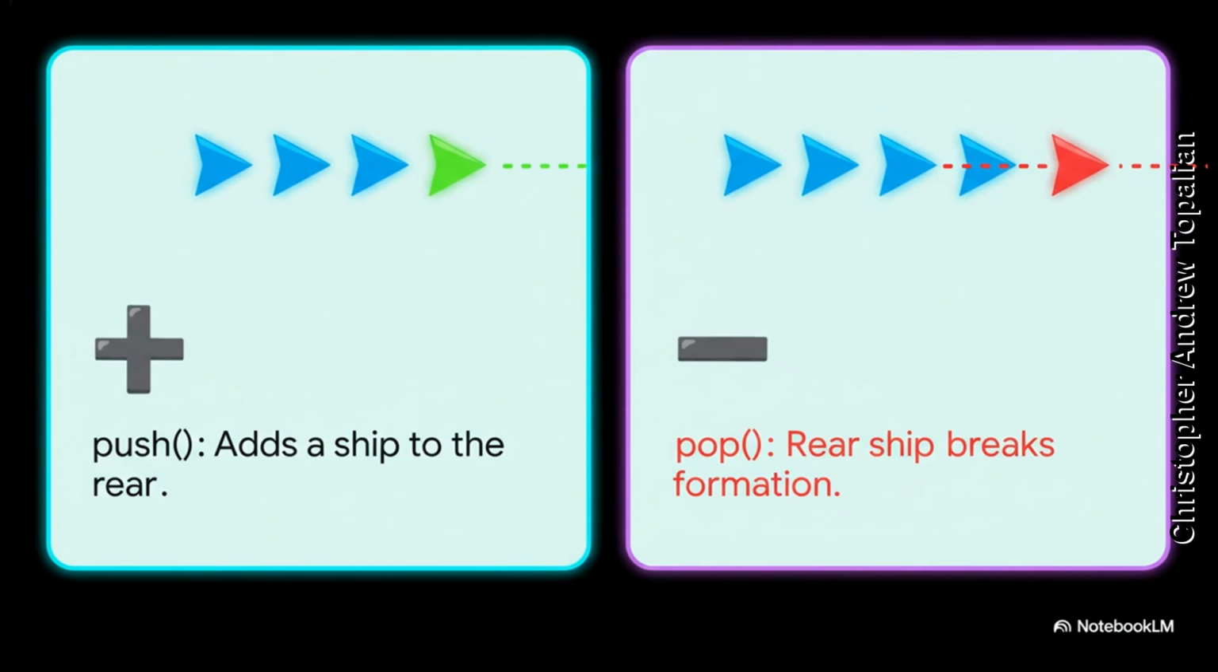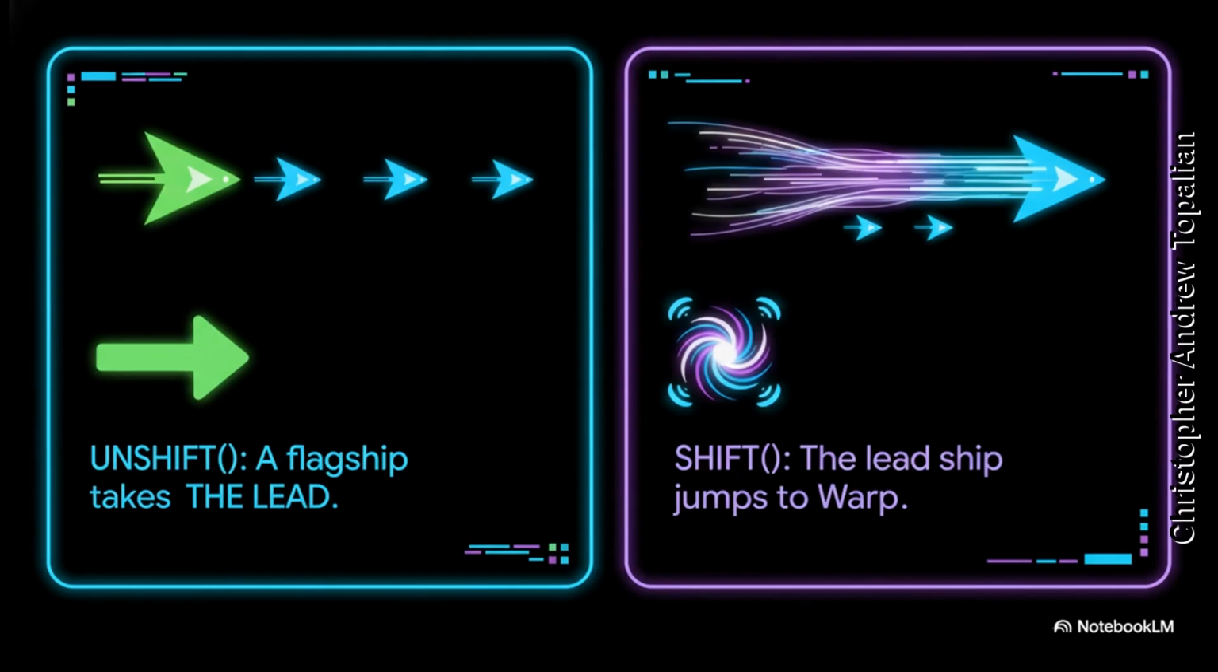So let's focus on that first pair, the one that controls the rear. Push is the command for a new ship to join the end of the line. And pop, that's the command for when the very last ship in the formation breaks off and leaves. Okay, now for the front of the line. Unshift is kind of like a new flagship arriving and taking the lead position. When that happens, the whole rest of the fleet has to shift back one spot to make room. And shift, that's when the lead ship just jumps to warp, leaving the formation entirely. The second ship then moves up to take its place.